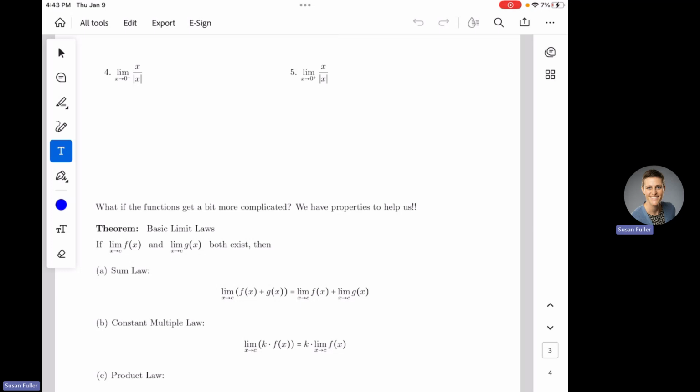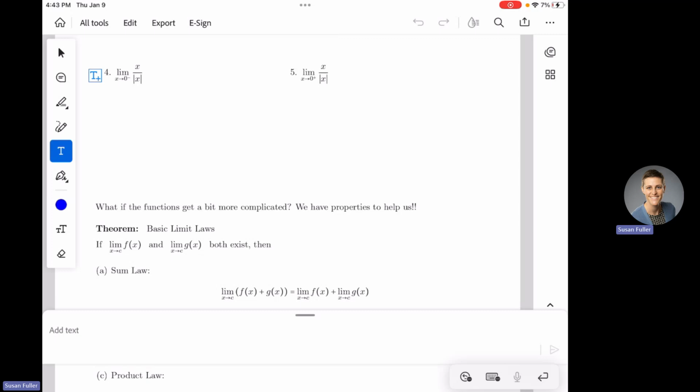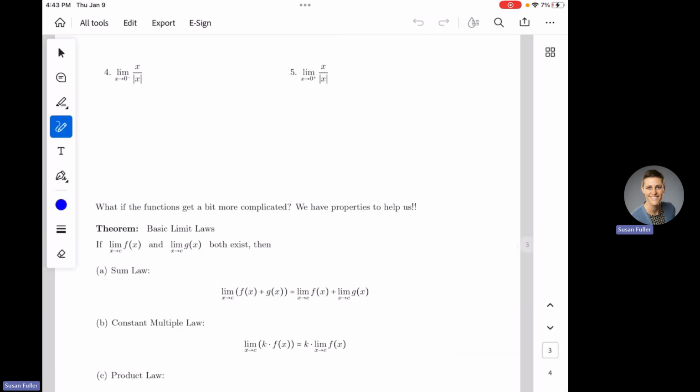I'll start with these first two. We definitely got through similar examples to this, but we didn't get through these two. So to evaluate a limit that looks like this, what is your first line of defense? That's right. We're plugging it in. Whether it's a one-sided limit or a two-sided limit, right? This is a one-sided limit. X is approaching 0 from the left.